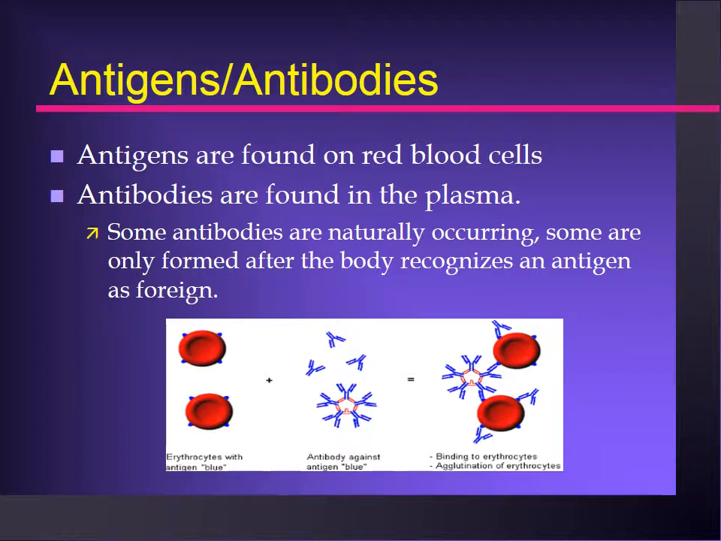Antigens are found on red blood cells, as you may remember. Antibodies are found in the plasma. Some antibodies are naturally occurring, while some are only formed after the body recognizes an antigen as foreign.